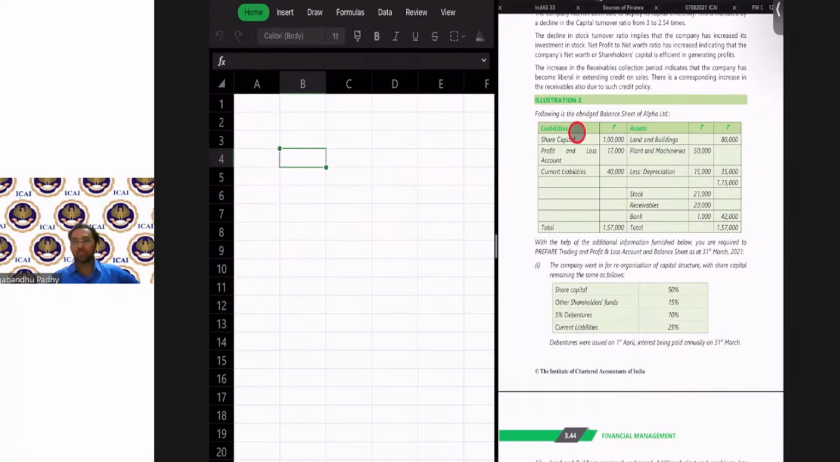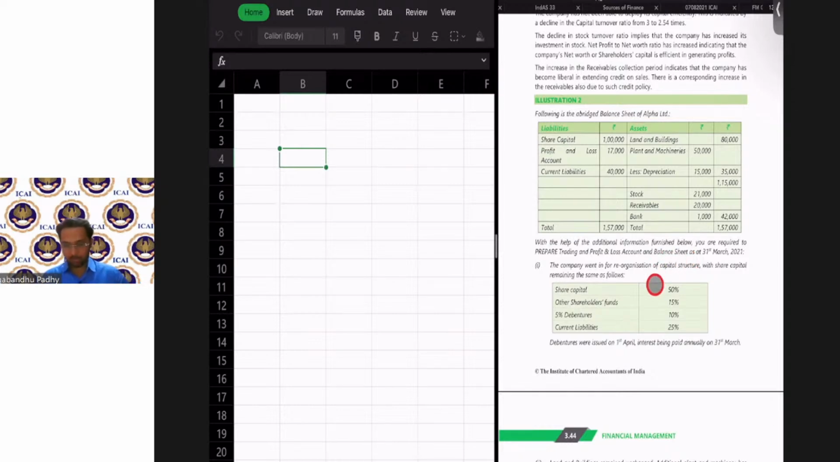Following is the abridged balance sheet of Alpha Limited. It lists land and building, plant and machinery less depreciation, share capital, profit and loss account, current liability, stock, receivables, bank. With the help of the additional information furnished below, you are required to prepare the trading and profit and loss account and balance sheet as on 31st of March 2021.